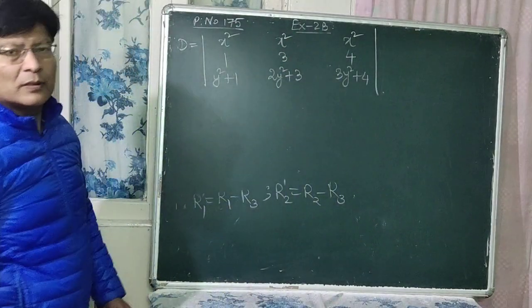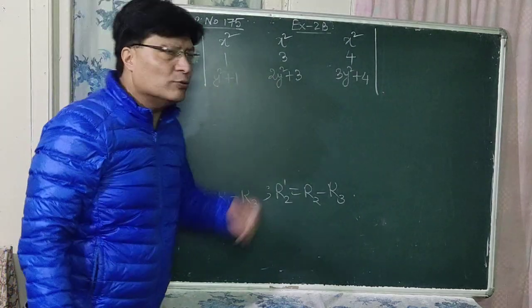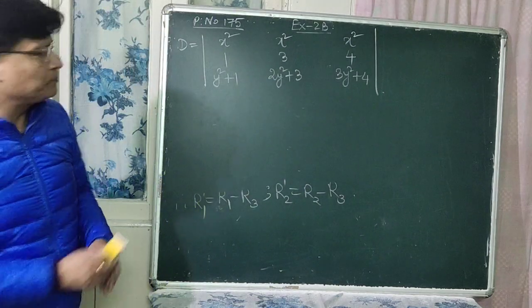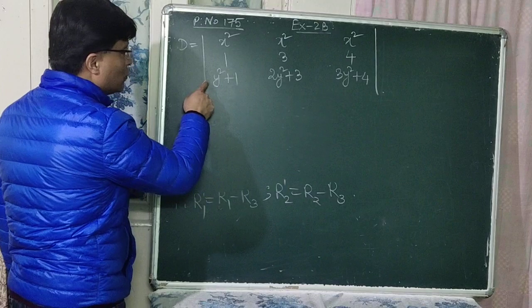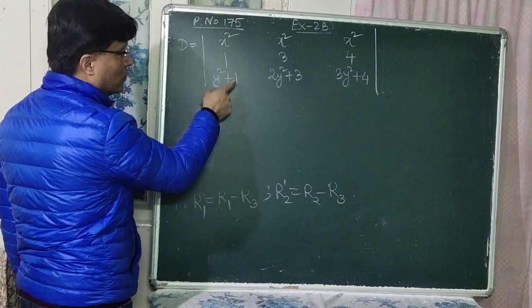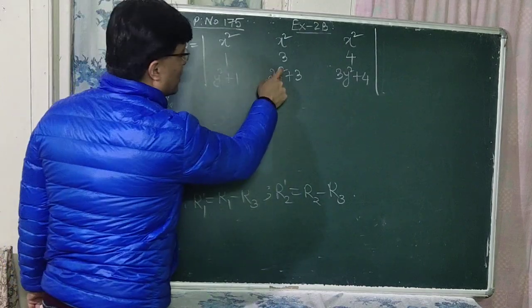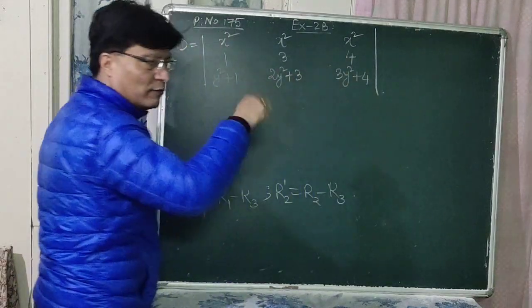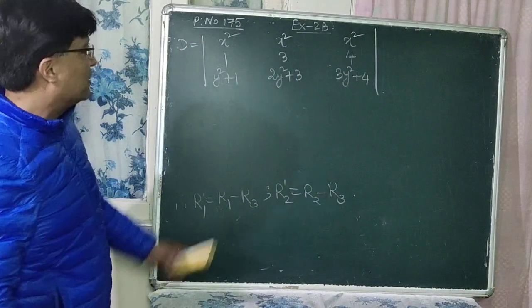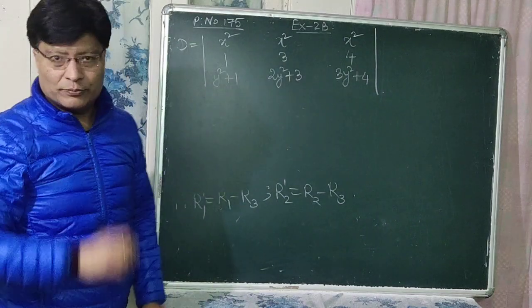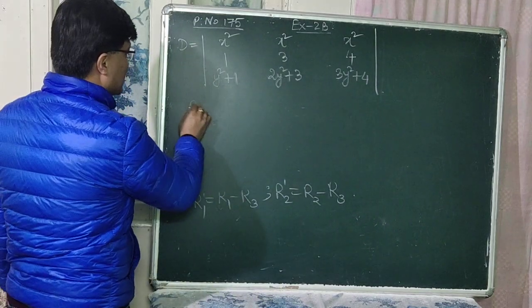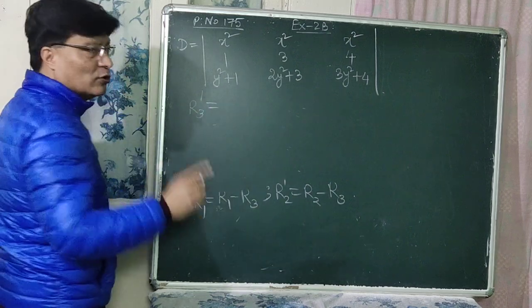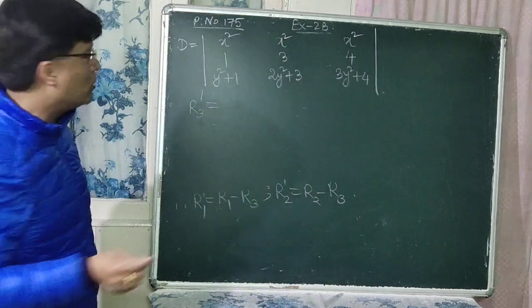So what will you do here to make it easier? Now, if you do y square plus 1 minus 1, 1 gets cancelled. 2y square plus 3 minus 3, 3 gets cancelled. 3y square plus 4 minus 4, 4 gets cancelled, right? That means we are changing the third row now. That is R3 dash, the new third row, right?